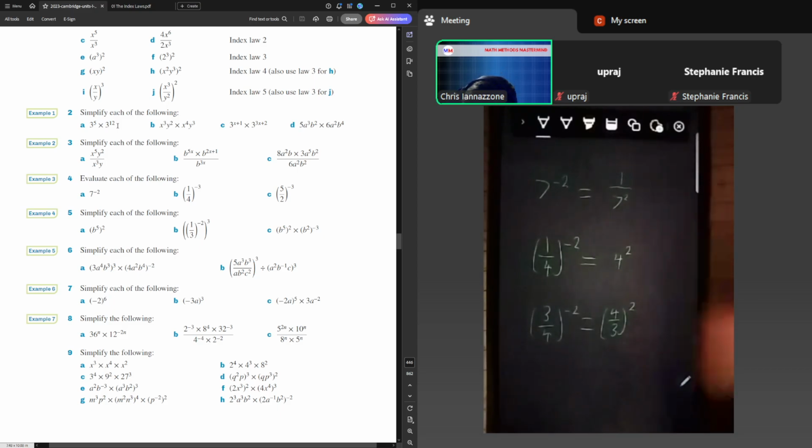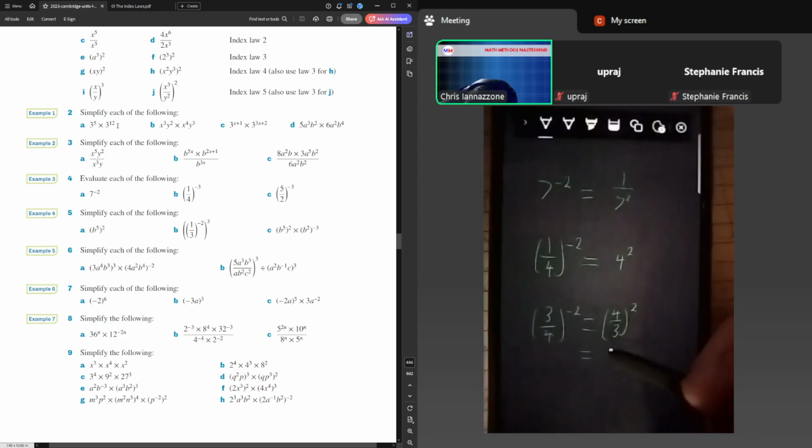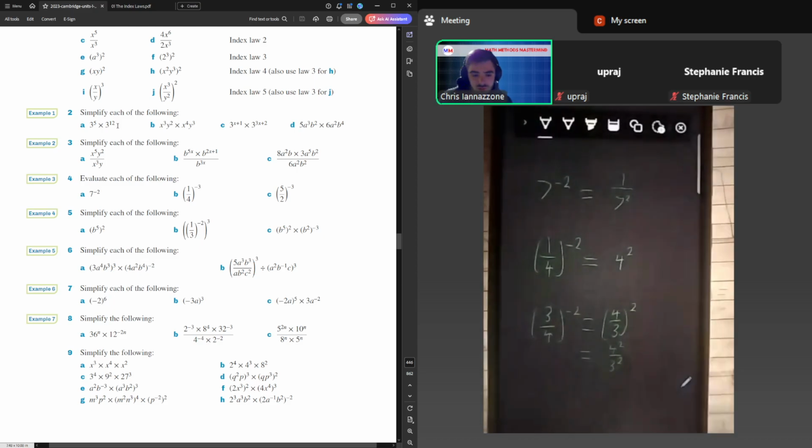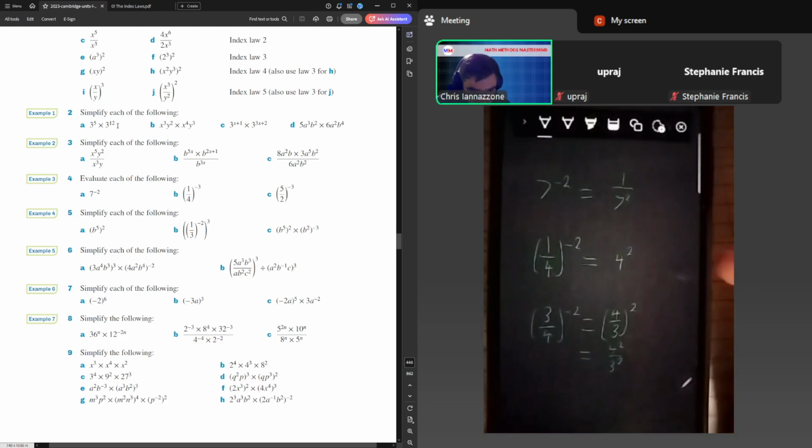Like this one, for instance, you could then distribute if you wanted to. This is 4 squared over 3 squared, which then obviously simplifies to, what's that, 12 over 9? 4 4s are 16, no, 16 over 9.